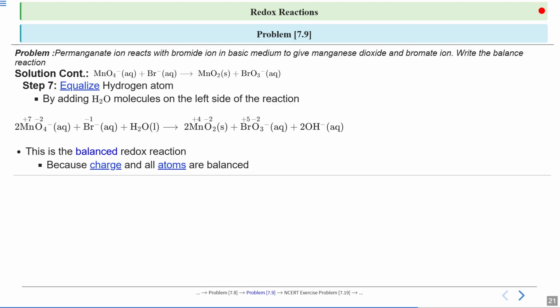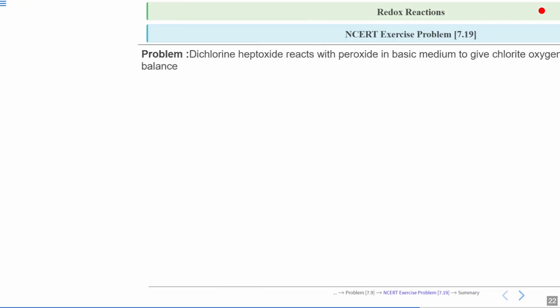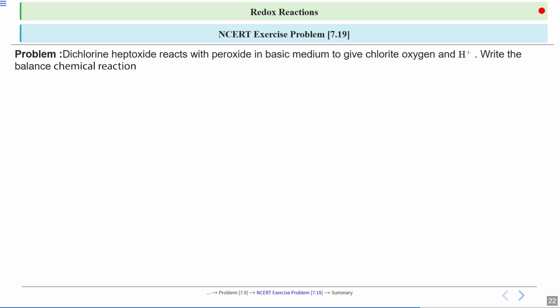So I hope now you also have a clear idea about the balancing of redox reaction with the help of this method in both the media, that is acidic medium and basic medium. So now let's move on to the next question, which would be the last question. It is NCERT exercise problem 7.19.